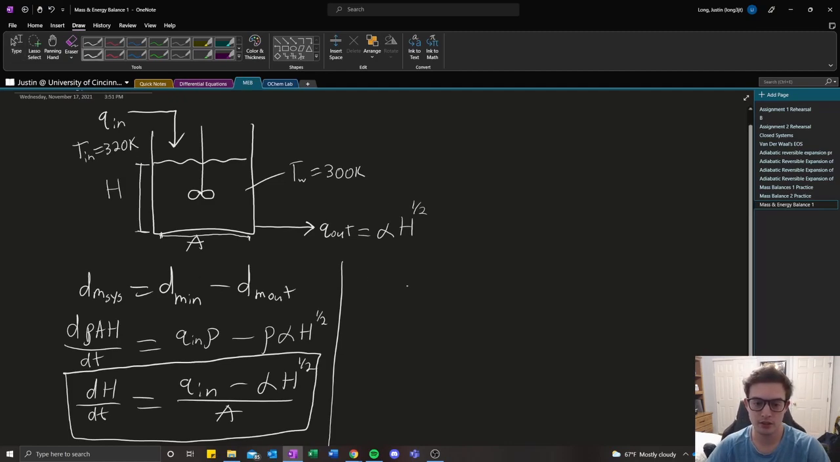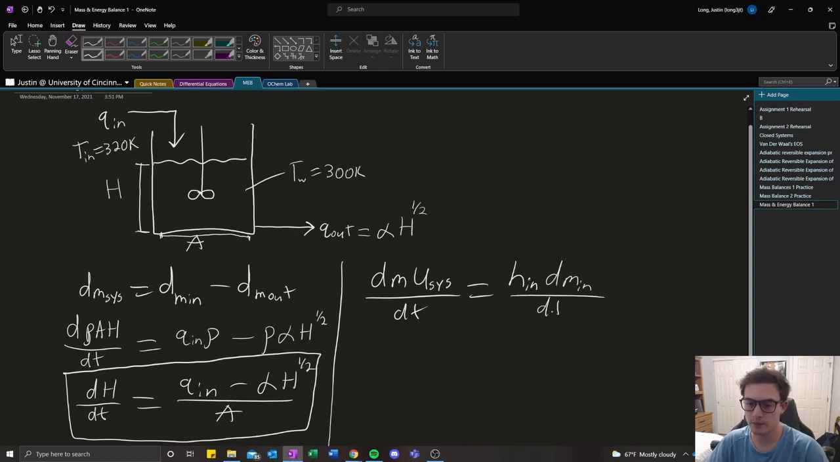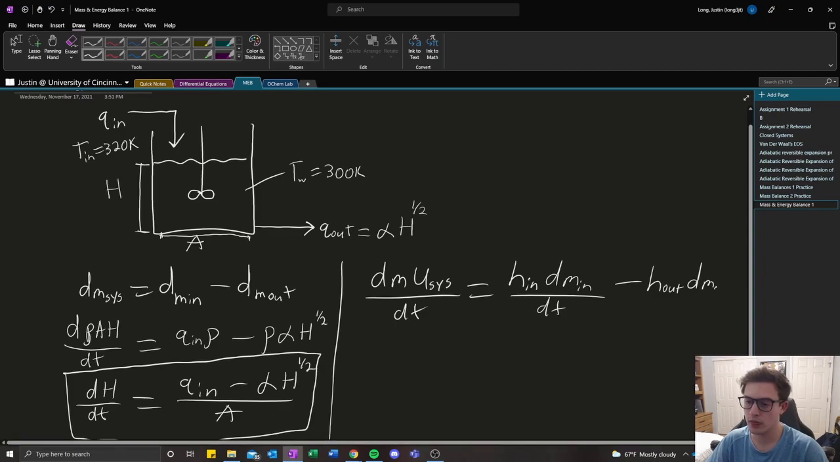That is going to let us write the equation and shorten it to the change in mass times the internal energy of the system with respect to time is going to be equal to the enthalpy going in, which we're going to call h in, lowercase h for enthalpy, times the change in the mass going in with respect to time, minus the enthalpy going out times the change in the mass going out with respect to time.